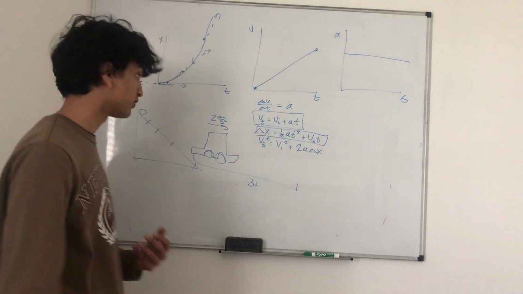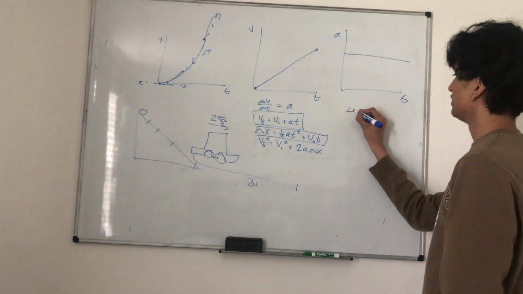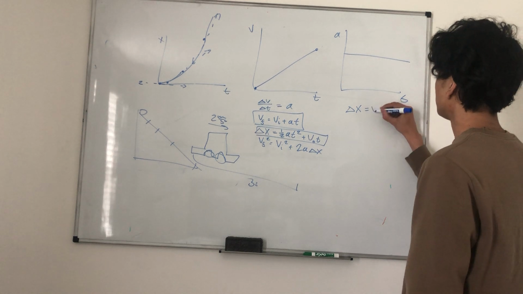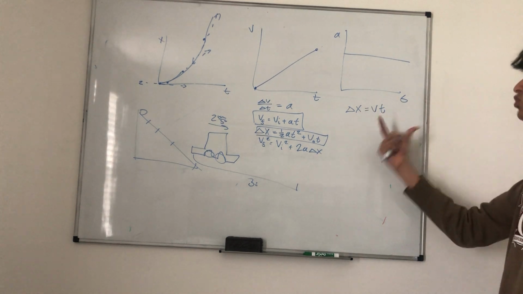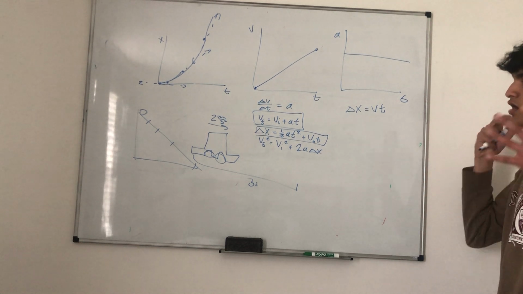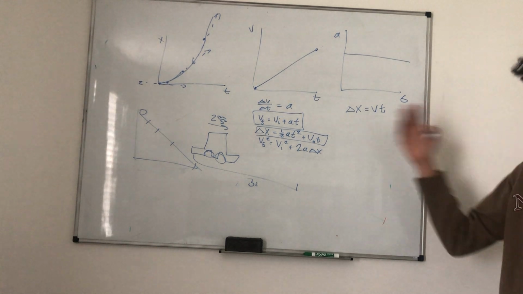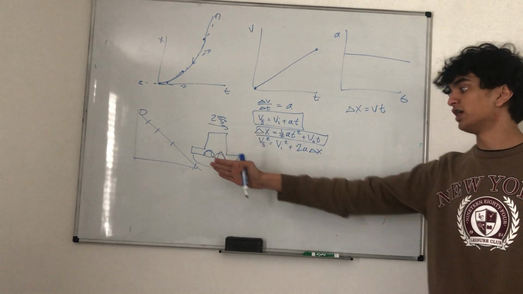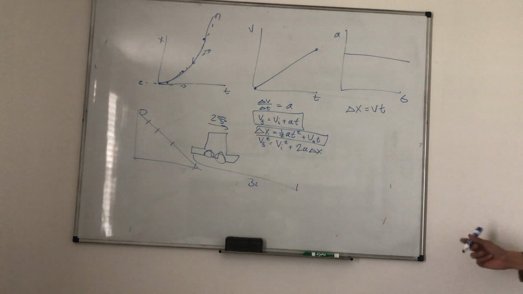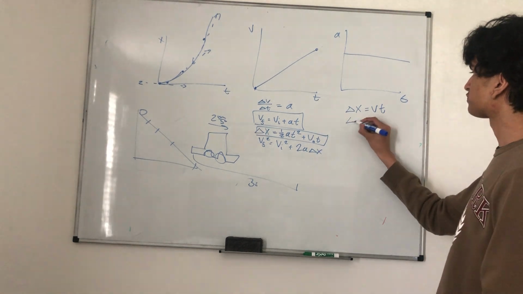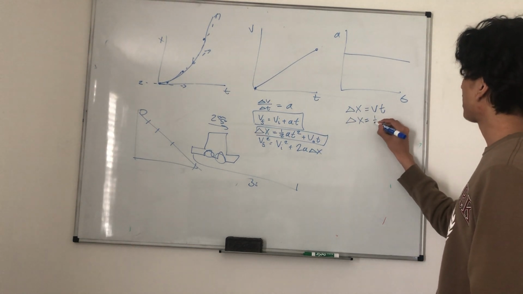We no longer can use change in x equals velocity times time. This equation only works for constant velocity scenarios, and this is not constant velocity. It starts at 0 and then it's moving faster and faster. This is not constant velocity. One way I like to think about it is if we actually take this equation, the 1/2 at squared.